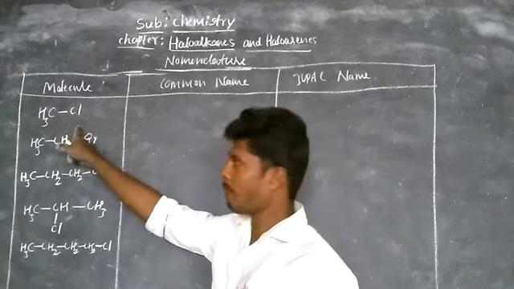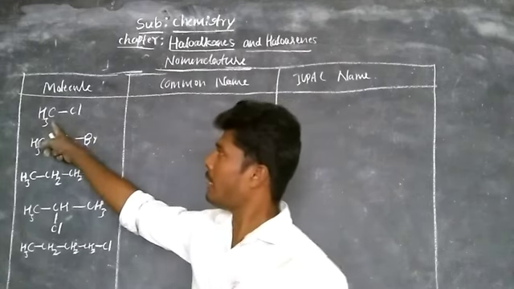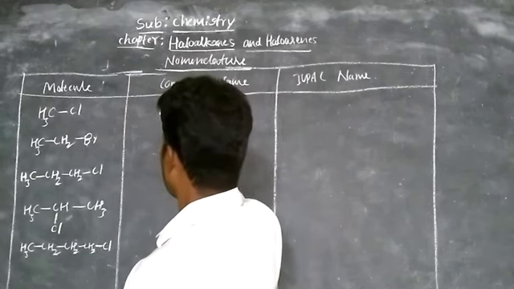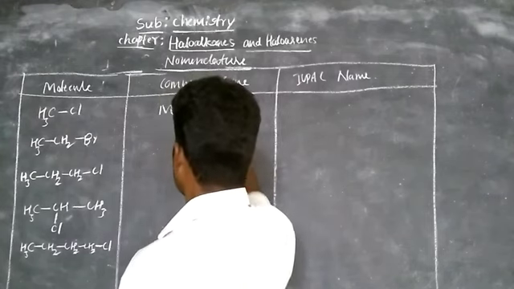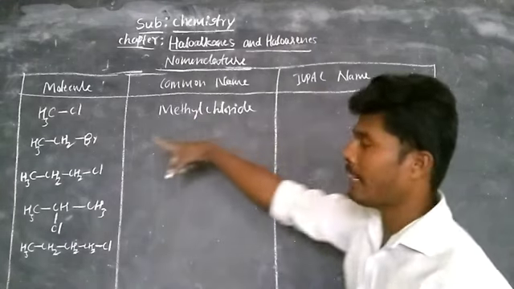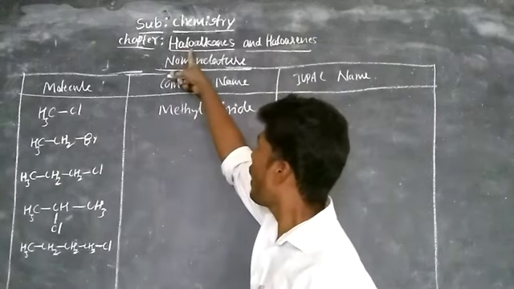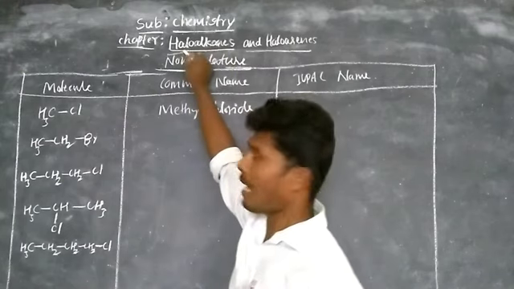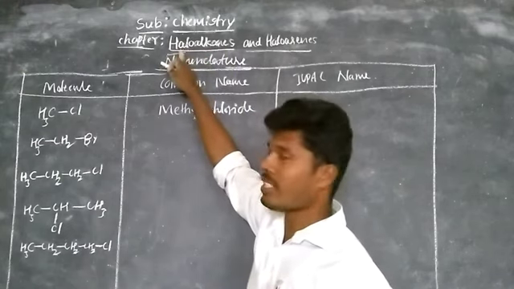So here the common name is methyl chloride. In IUPAC name, alkyl halide is called as what? Haloalkanes. Halo means what? Halogen. It means you should write the halogen first.